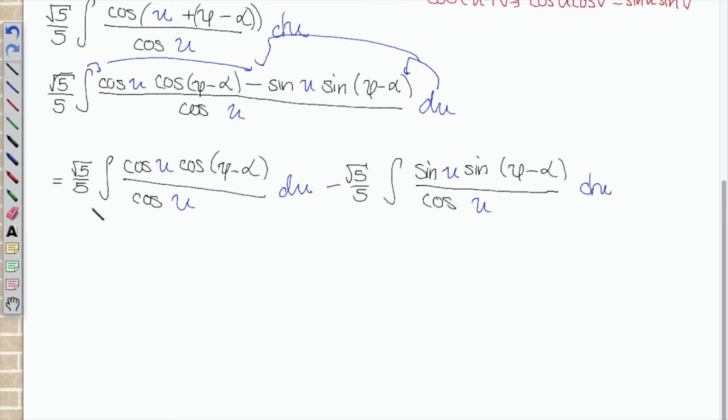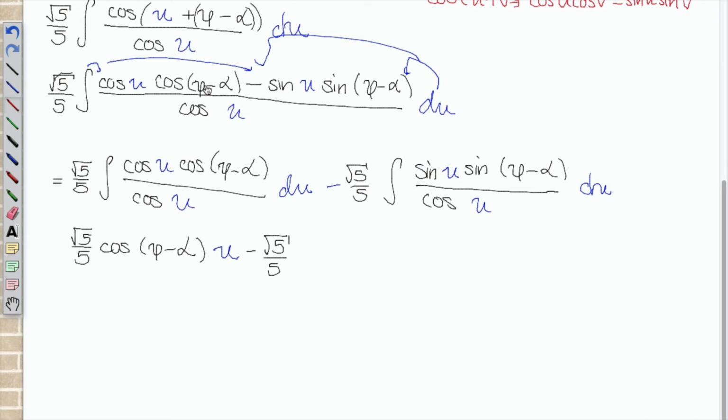And so we have square root 5 over 5 cosine of phi minus alpha, which is our constant, and then we'll integrate with respect to u. And of course, the integral of du is just u, and that can be left alone. And then this becomes, of course, minus square root 5 divided by 5. This is a u substitution here, although we're going to do it in our head. And if we do the u substitution in our head, that will be negative.